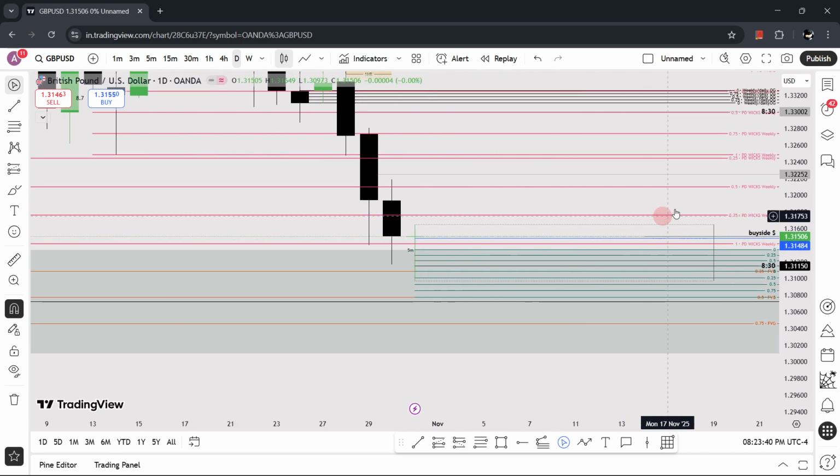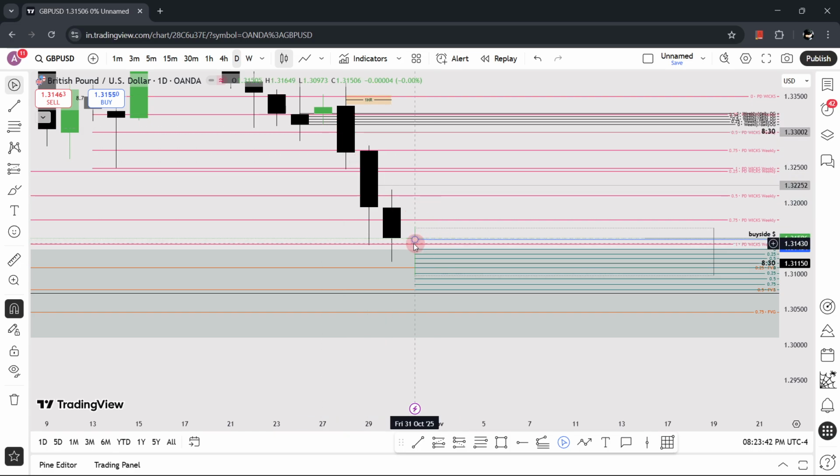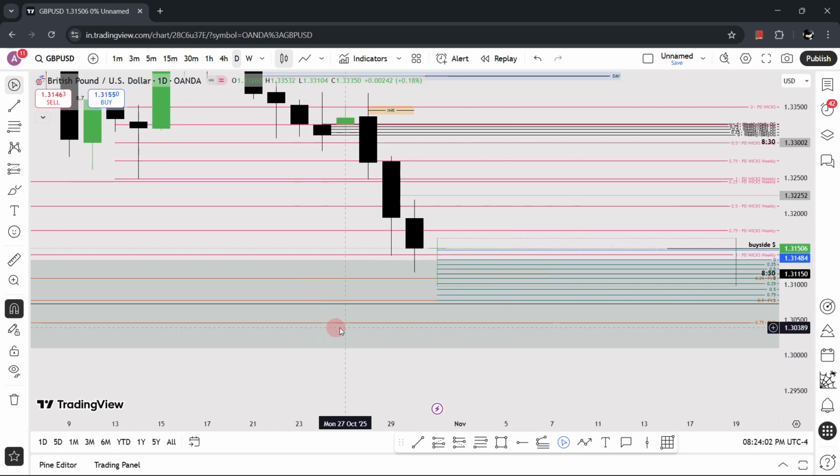You can see that we are inside of that monthly fair value gap. If you don't see this, just go to my previous videos and check it. Everything is going like a narrative, every day. It is a continuous series, on a single currency, so if you want to focus on only that one, you can do it.